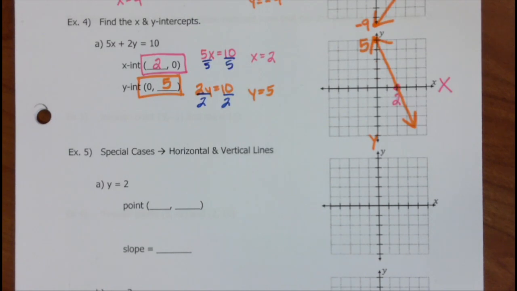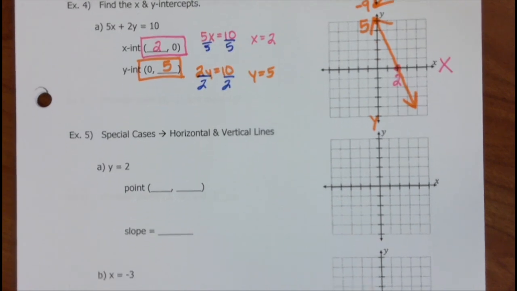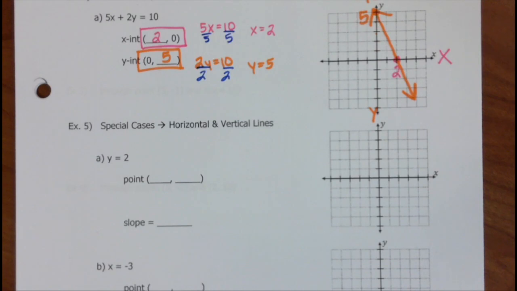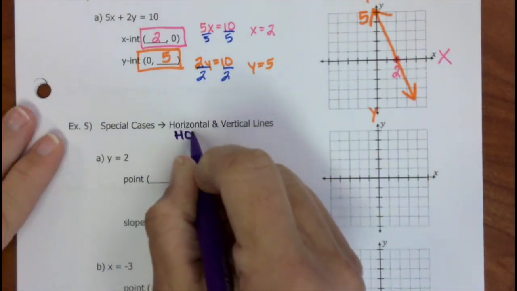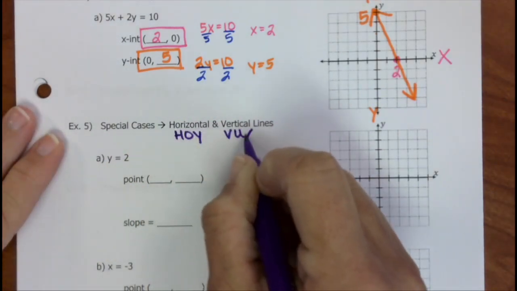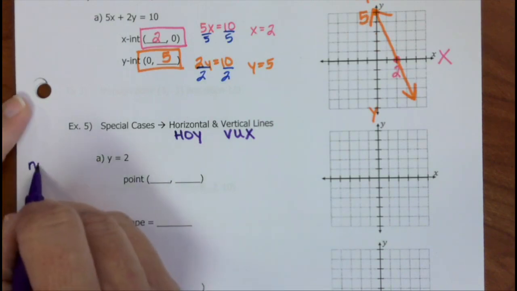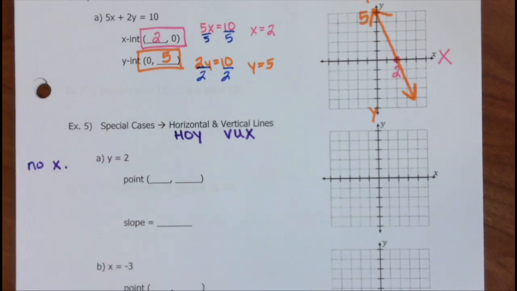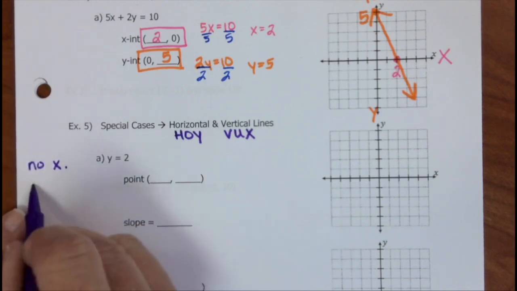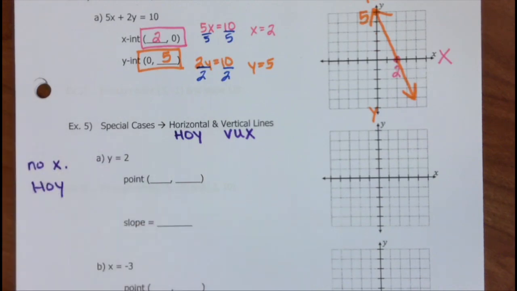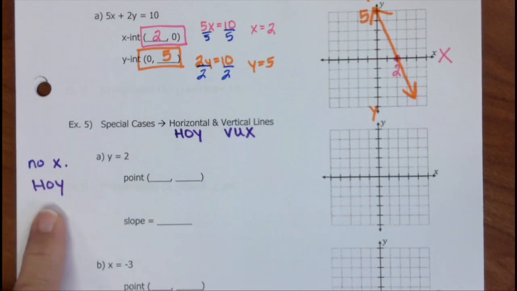All right, example 5, special cases. This is your horizontal and verticals, right? This is your HOY VUX. Okay? So, again, HOY VUX is the acronym we use for that. If it's a y equals, if it doesn't have an x, so this one does not have an x in the entire equation, that means it is a HOY. The acronym does not have an x. So it's a HOY.